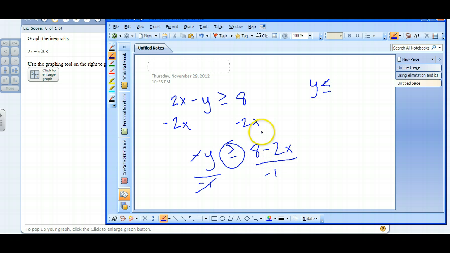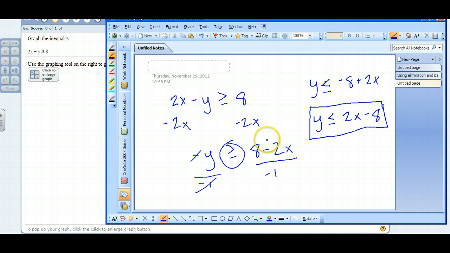And then when we divide a sum or difference by a negative, all your signs change. So this becomes a negative 8 plus 2x. Or, the way I would write it, lead with the positive 2x minus 8. Just switch these two, switch their places. So this is what I'm going to put into my calculator. I've got y isolated.